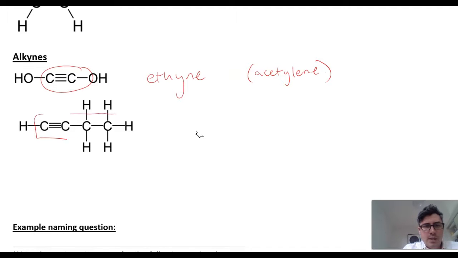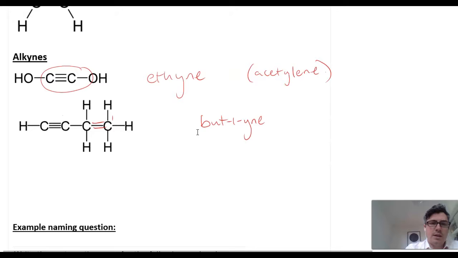This one here is 4 carbons long, so it's butyne, and if you look carefully, you can see the triple bond could easily be between these 2 carbons, and therefore we need to number it as but-1-yne because it's on the first. If it was between the 2 middle ones, you'd call it but-2-yne. If it was between the next 2, you'd call it but-1-yne again because you'd renumber it, and you'd start over this side, 1, 2, but-1-yne.